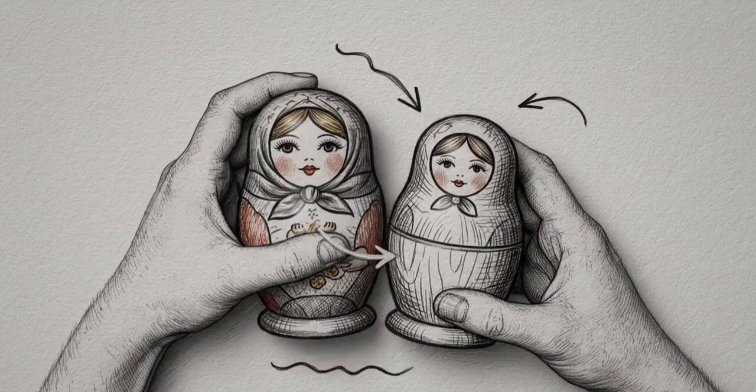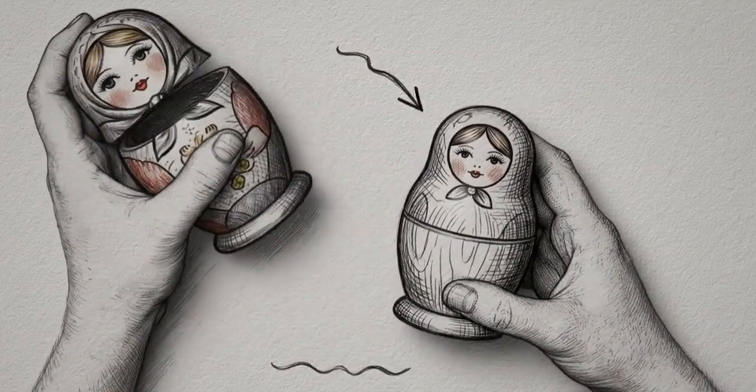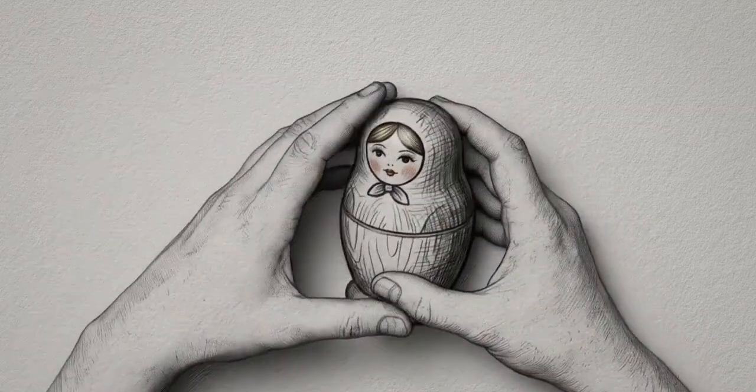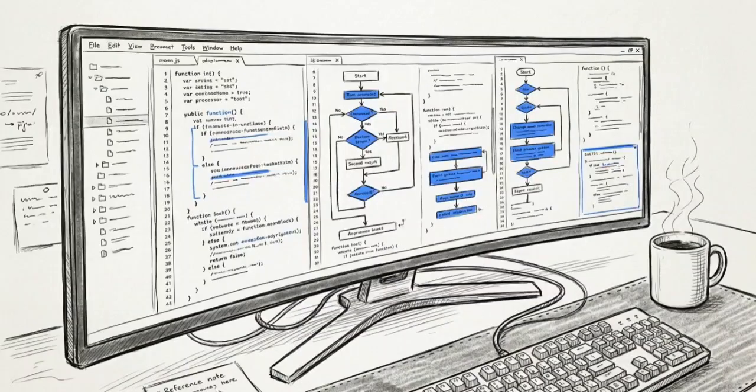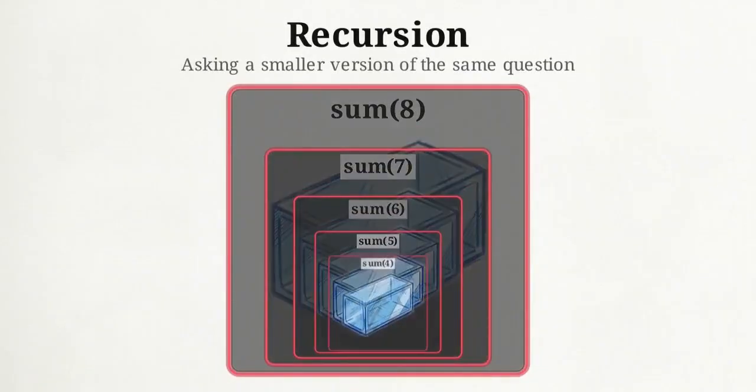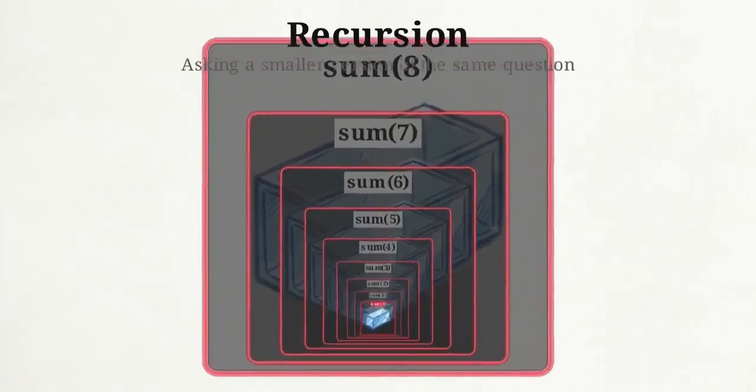If you open a nesting doll, you know what to expect. You pop the shell apart, and inside is another version, just slightly smaller. Programmers use a technique where a function solves a big problem by asking a smaller version of the same question, a process known as recursion.